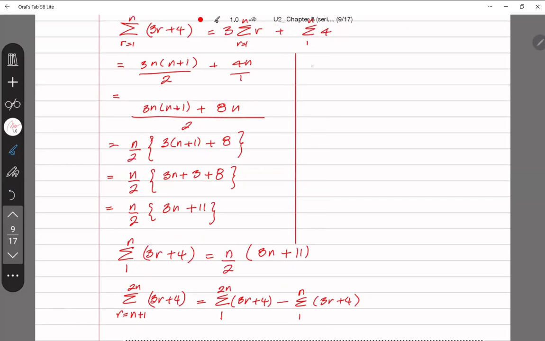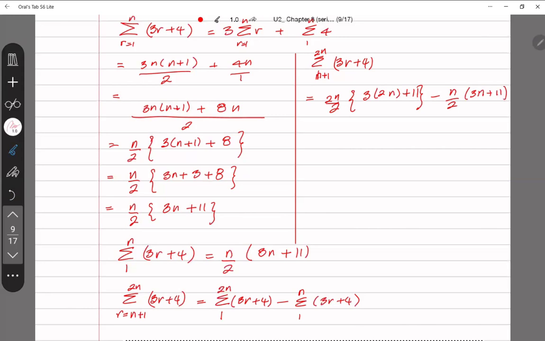the summation from r equals n plus 1 to 2n of 3r plus 4 would be equal to, wherever I see n, I'm going to put 2n, so it's 2n over 2 into 3 times 2n plus 11, minus n over 2 into 3n plus 11. So let's simplify.